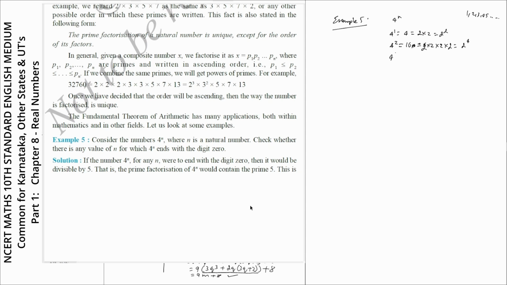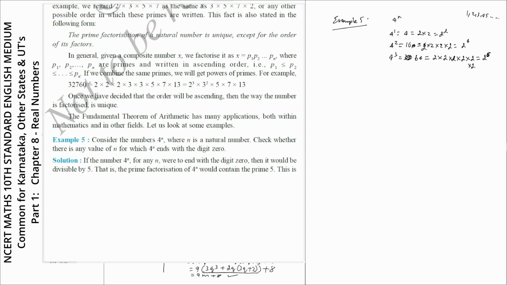Now 4 to the power of 3, how much is that? 4 4s are 16, 16 4s are 64. Okay, 64 is how much? 64 also I can write as 2 into 2, 2 2s are 4, 4 2s are 8, 8 2s are 16, 16 2s are 32. That is 2 to the power of 5. There is one more 2 here actually, so it's 2 to the power of 6.